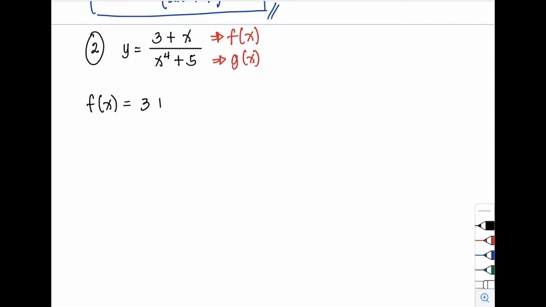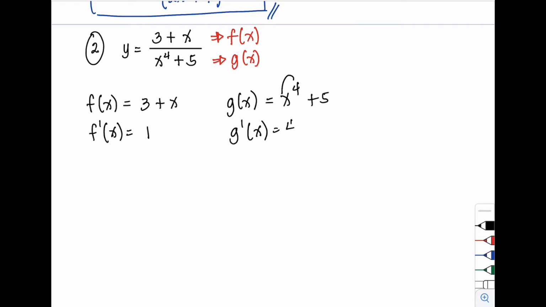Tama? So, kunin natin ngayon guys yung first derivative ng ating f of x. So, we have 3 plus x. Pag kinuha natin guys yung derivative ng ating f of x, derivative ng constant, 0. Then, derivative ng x is positive 1. Tama? Next, for g of x naman, we have x raised to 4 plus 5. So ang ating g prime of x, we have 4 times x, that is 4x. Then, minus 1 tayo sa ating exponent. So, may cube tayo dito. Then, derivative ng constant is 0. So, therefore, ang g prime of x natin is equals to 4x cubed.